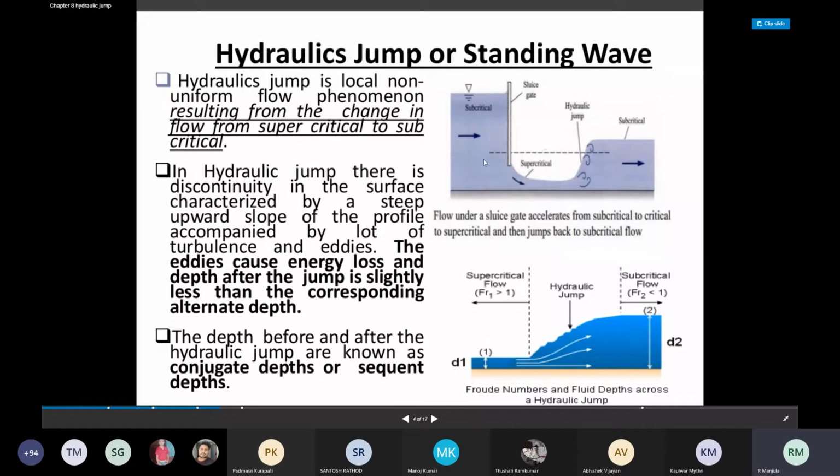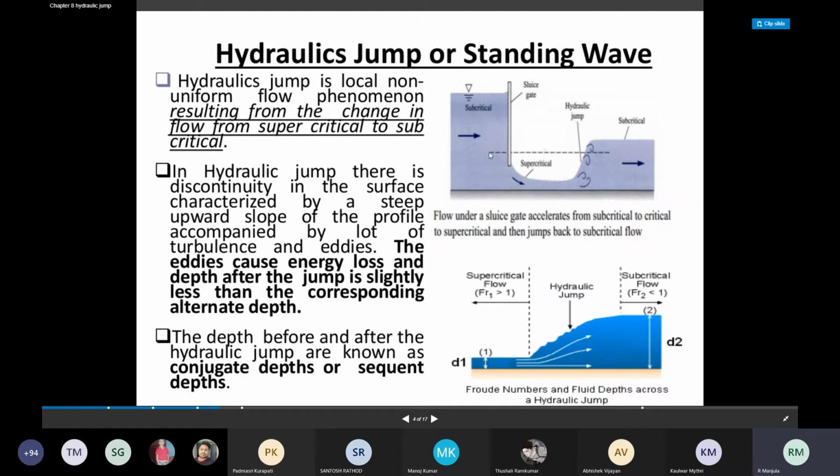This is the sluice gate. Here is our subcritical flow. Here is our supercritical flow. So when the flow is changing from subcritical to supercritical, you can see the wake formation during the hydraulic jump. Because of this, a lot of whirls will be produced here. The depth of the water is very much low in case of supercritical flow. And again, supercritical flow is changing into subcritical flow.